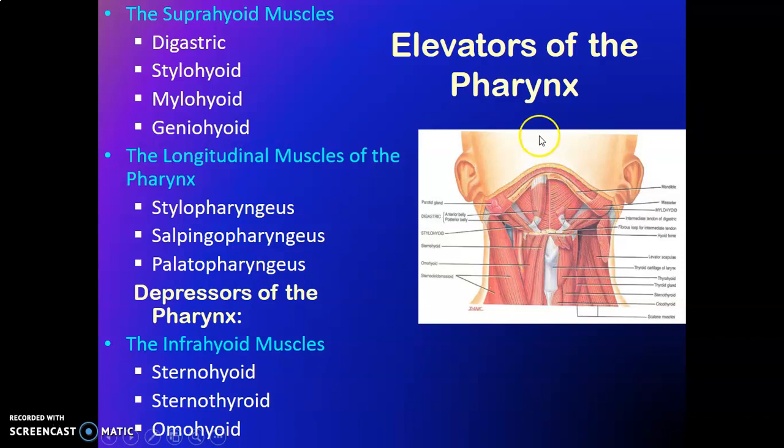Then we have longitudinal muscles of the pharynx. These also help to elevate the larynx. These include stylopharyngeus from the styloid process to the pharynx, the salpingopharyngeus, and the palatopharyngeus.